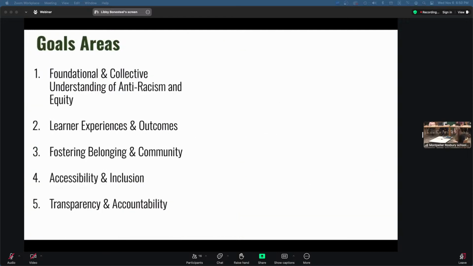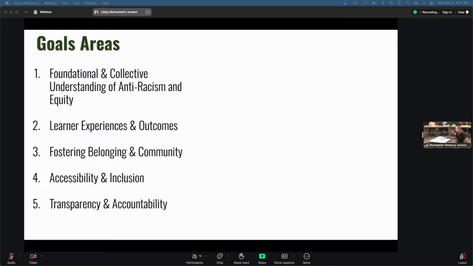So we have 5 goal areas. These are the big buckets that as an admin team, we felt like sort of encompassed the big areas of the feedback that we've gotten. So what we did was looked at the feedback from the equity audit, feedback from faculty and staff, all of the feedback that I listed on the previous slide, and thought about how do we represent these in different buckets of work to start to organize some of this work.